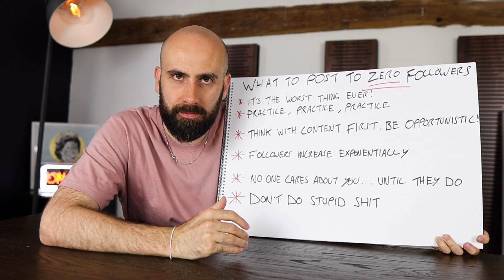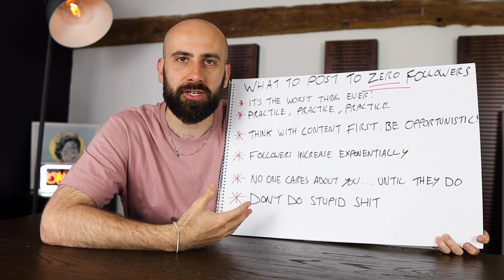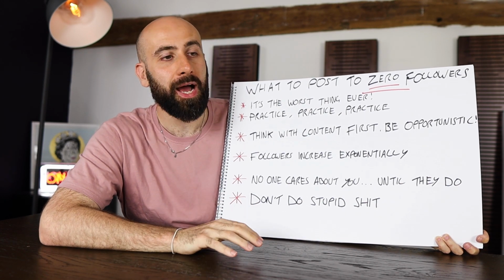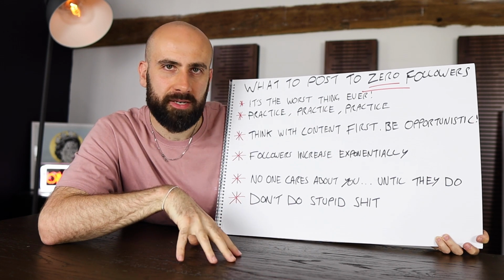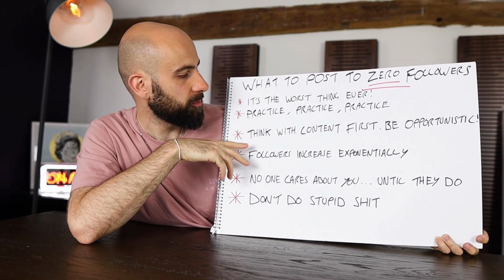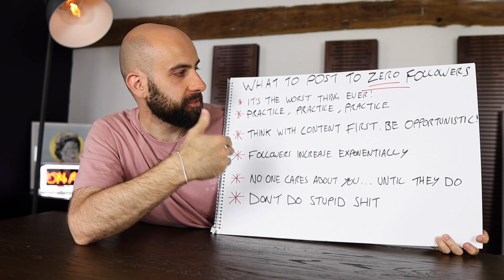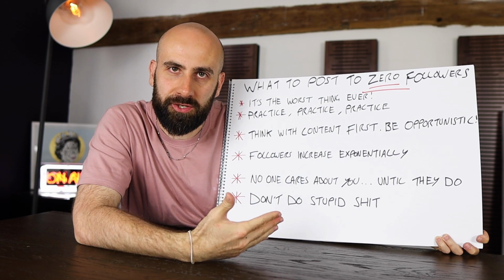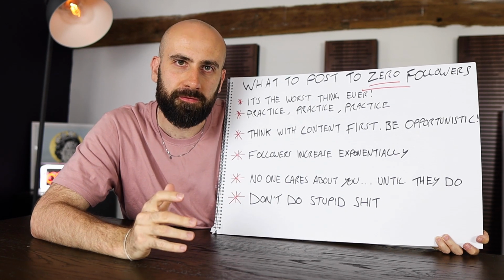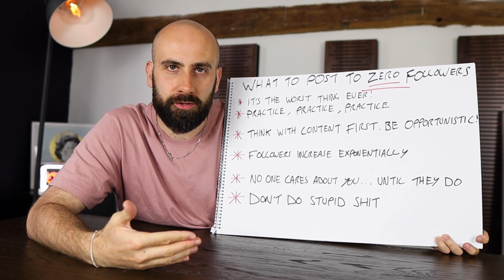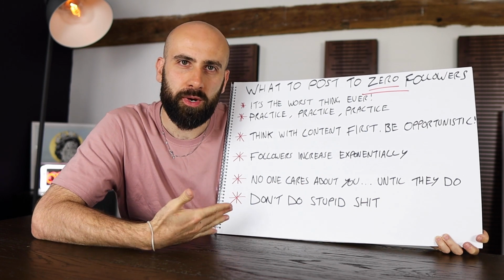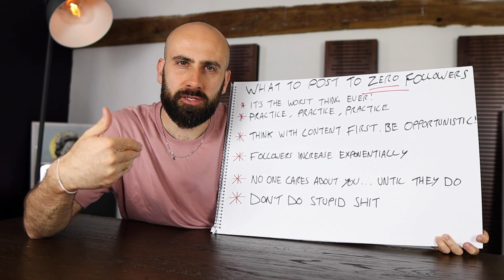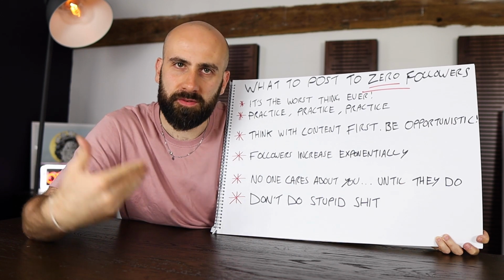Now is your time to practice and get it right and understand what is best for you and your potential audience. And what happens is, when you practice, it brings me on to my next point, which is think with content first and be opportunistic, because your frame of mind changes. Everything that happens in your life becomes an opportunity for content. Whether you go somewhere, whether you see something in the shops, instead of just thinking something, you think it in terms of an Instagram post.